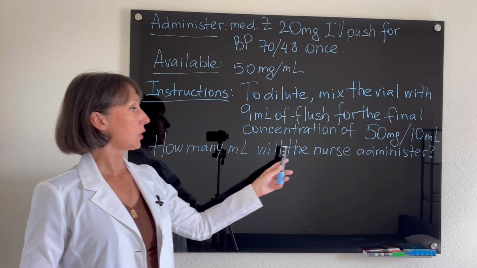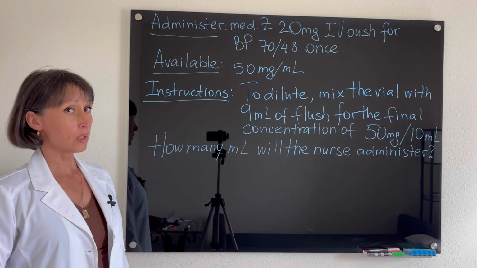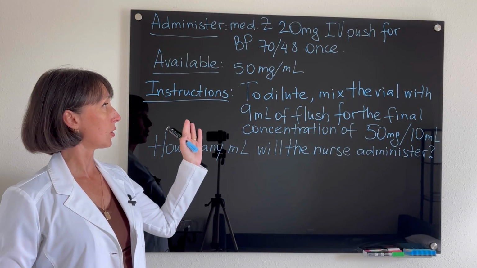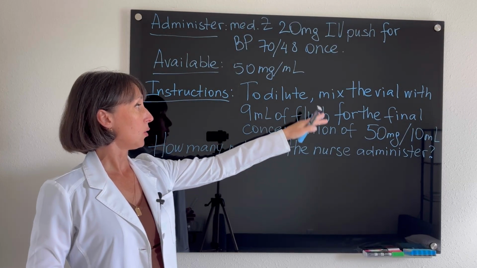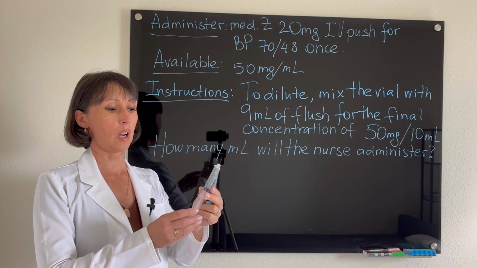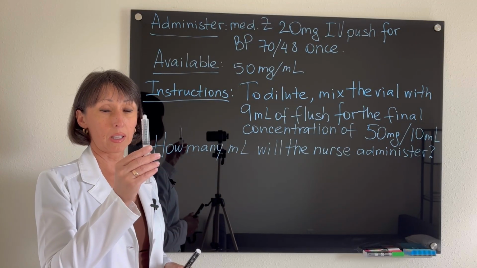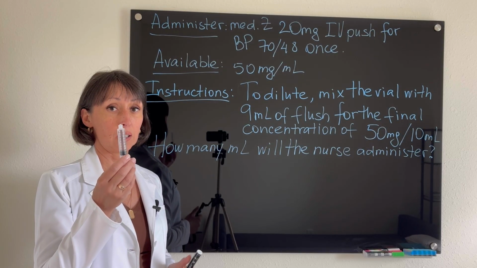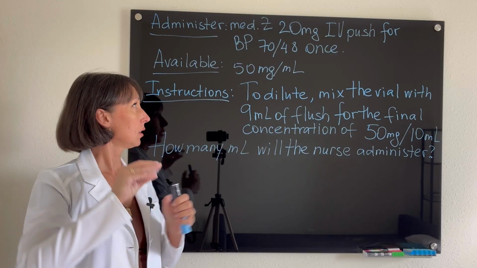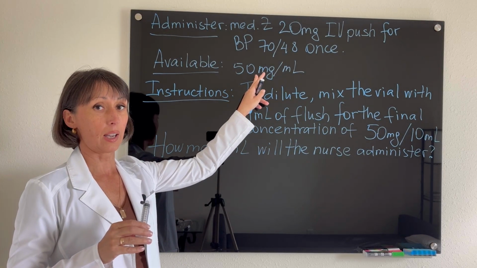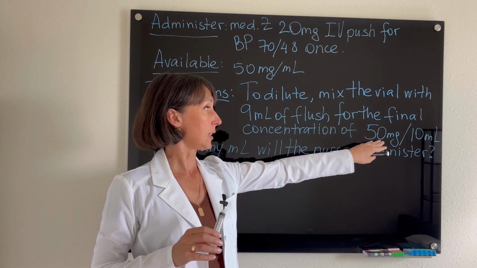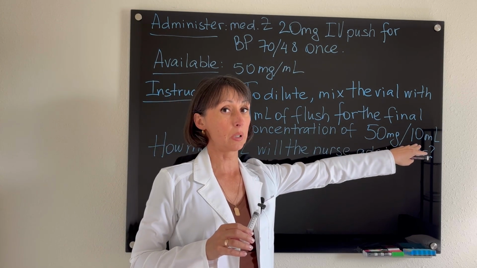How many milliliters will the nurse administer? That's our question. Lots of words here, but it's easier than it looks. Let's take a look. What are the instructions telling us? Dilute the vial with 9 ml of flush. Let's start with that. Here's my 10 ml of flush. I'm going to squirt 1 ml out of here. Now I have 9 ml. I'm going to inject all of that into this vial that's given to me. I injected 9 mLs, and now my final concentration is 50 milligram in 10 milliliters.